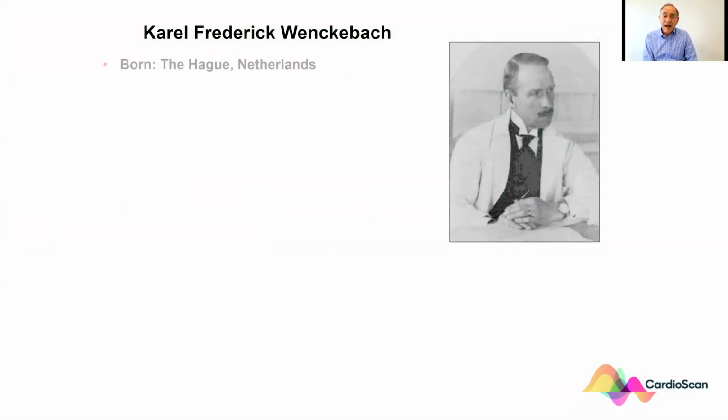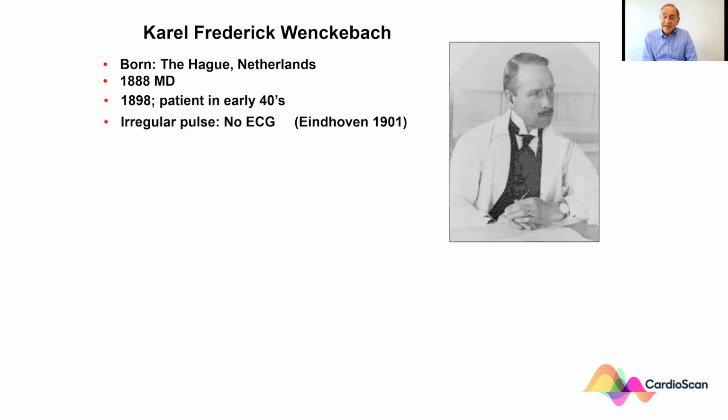Karel Frederick Wenckebach was born in The Hague, Netherlands, and completed his medical degree in 1888. 10 years later, he saw a patient in her early 40s who had an irregular pulse. Wenckebach decided to investigate this, but he did not have the electrocardiograph, which Einthoven in 1901 had the first report of, but it wasn't clinical until a few years later.